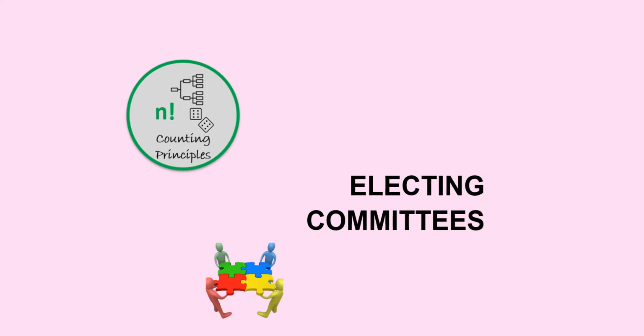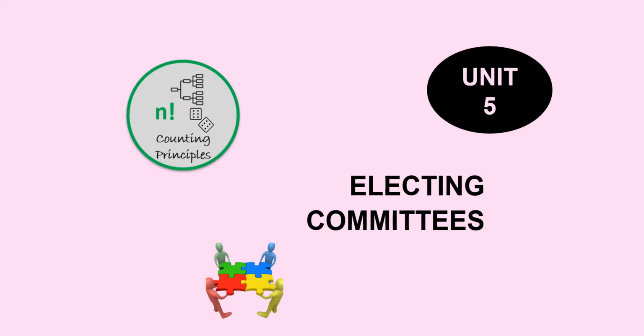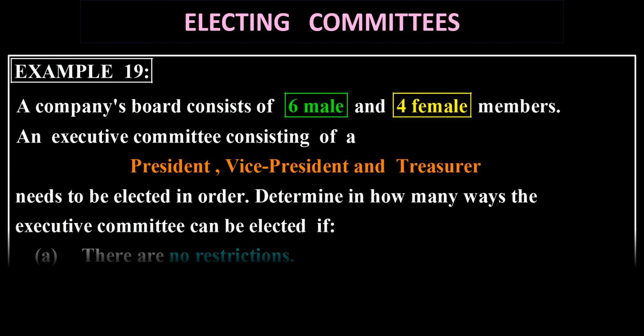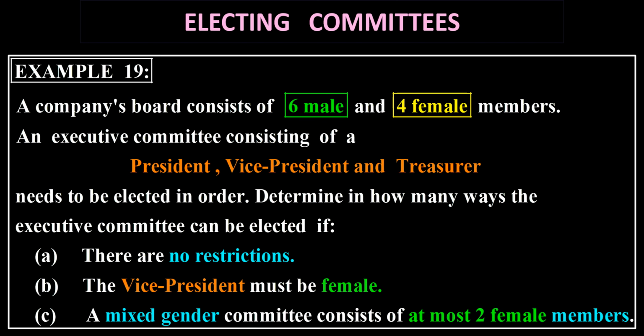Now in this next unit we're going to show counting, the electing of committees. We can count the number of ways of electing committees. Now we're going to look at examples where we can count the number of ways committees can be elected. Let's take this example here. This company's board consists of 6 male and 4 female members. So they've got 10 members there.